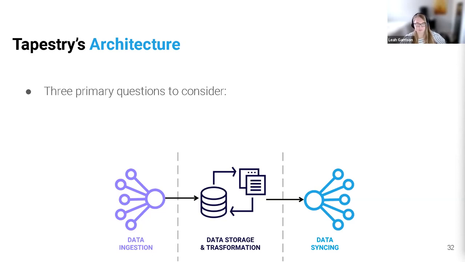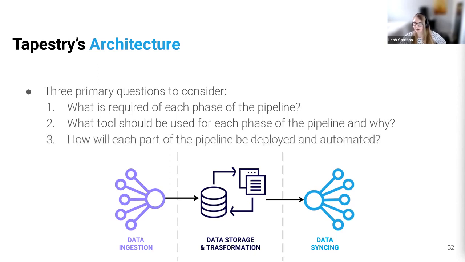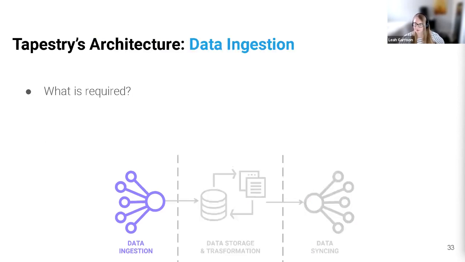this data pipeline. First thing that we thought about was what is required for this phase. For example, the data syncing phase. The second question that we thought about was what tools should we use for this phase of the data pipeline and why? And then number three, we also thought about how will this part of the pipeline be deployed and automated? Let's start off with data ingestion.